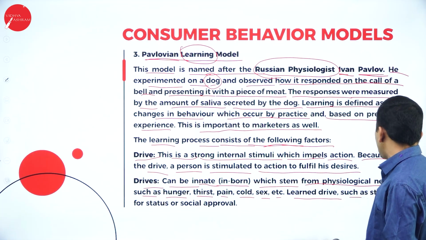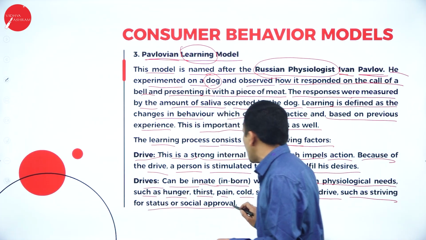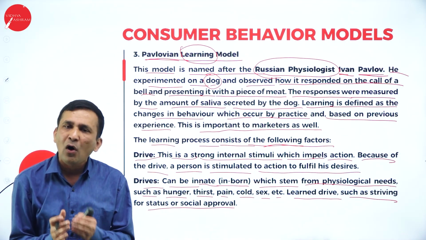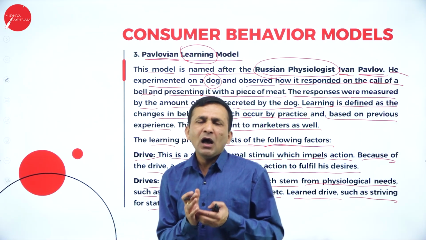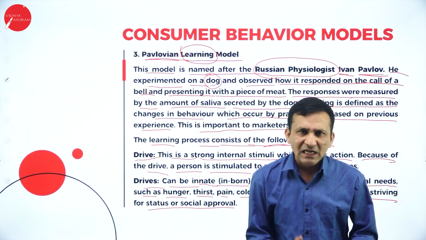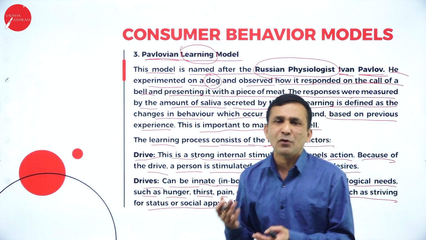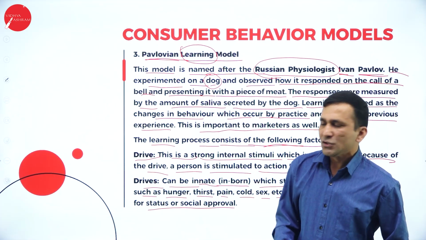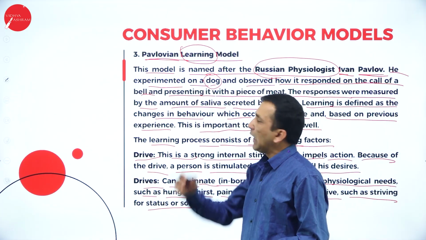Learned drives, such as striving for status or social approval, because everybody living in this society wants to learn. There are too many products offered to end consumers. They want to get an idea and clarity about the product and service being offered, and how they are updating their knowledge. So that is very important for the learning model.